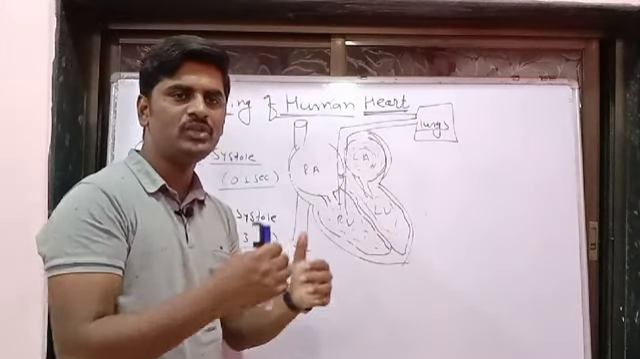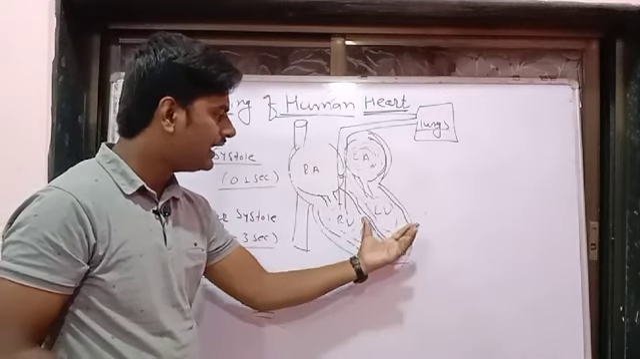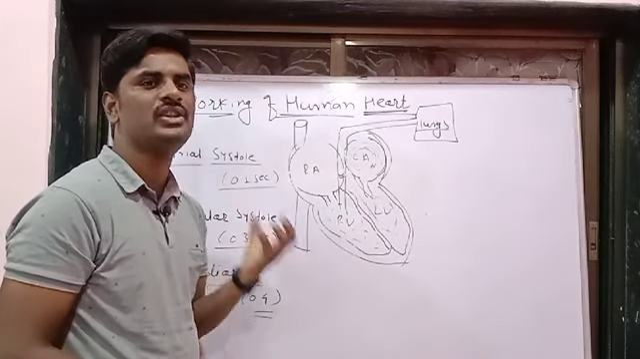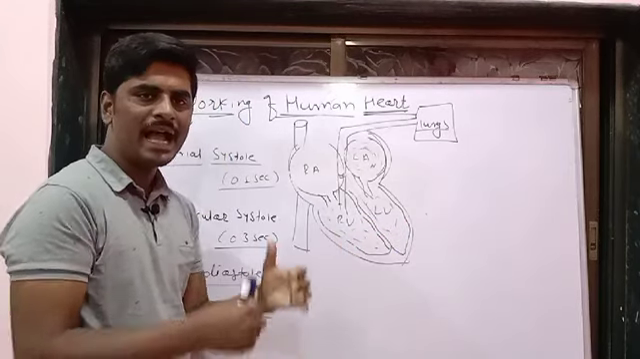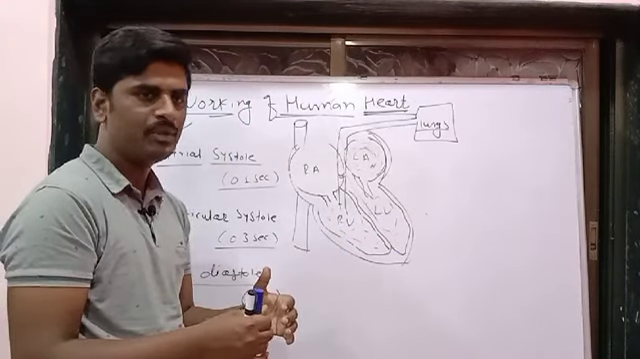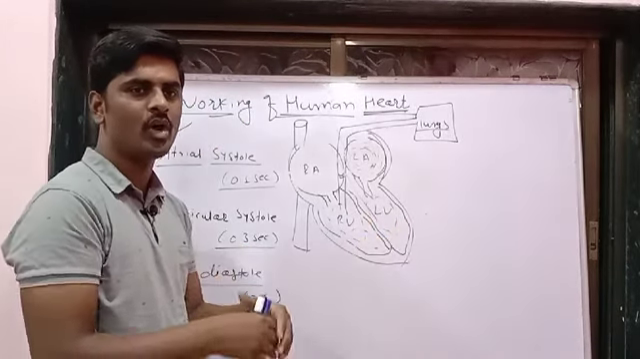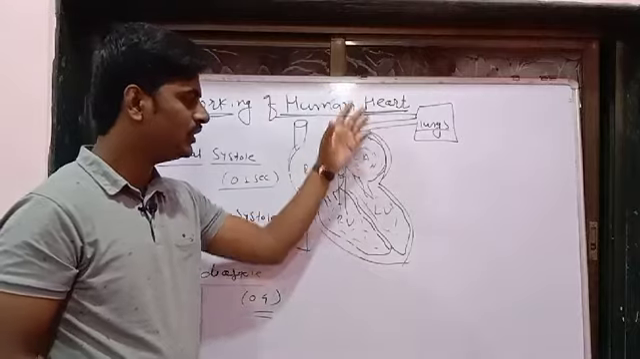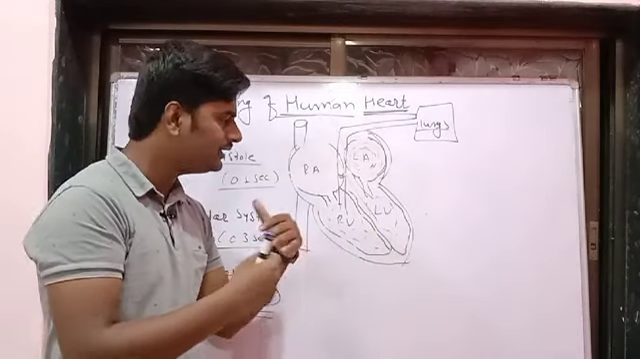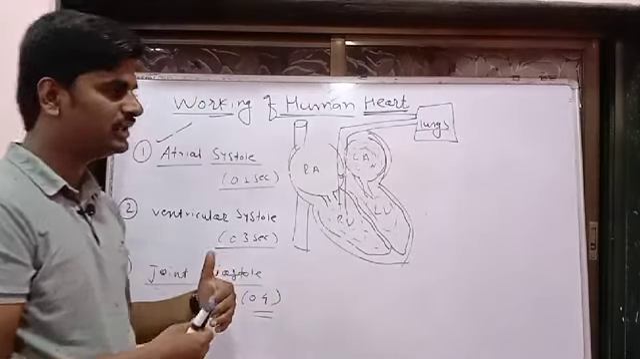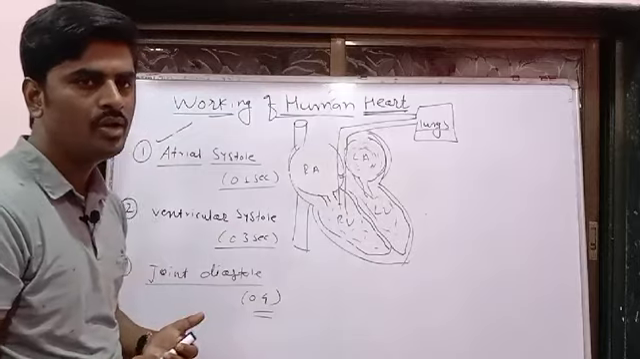Many times this question is asked in CT and NEET examinations: which chamber is the thickest, and why? The left ventricle is the thickest because it has to provide oxygenated blood to the overall body through the aorta, so this chamber has quite high pressure, as it has to transfer the oxygenated blood towards the whole body.